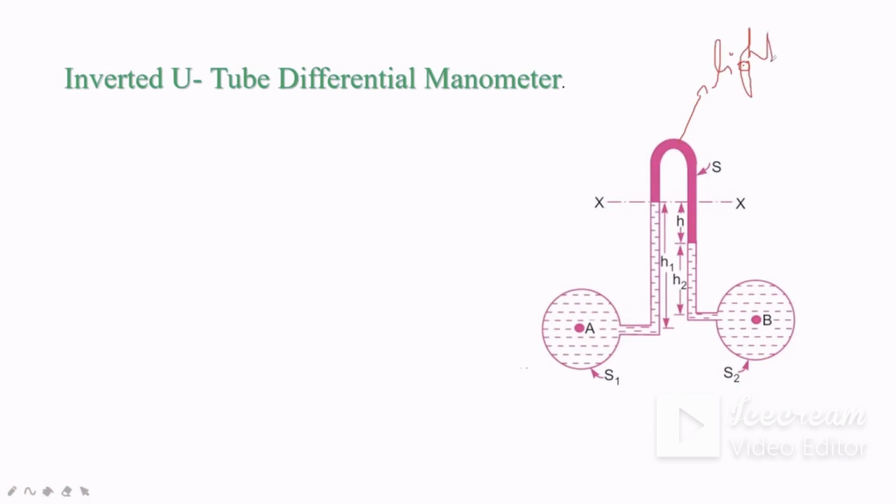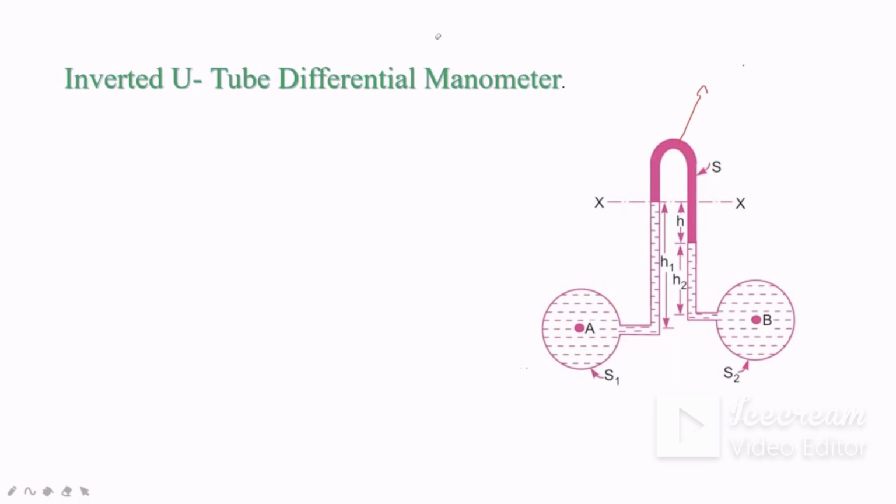So it is not mercury, it is a light liquid. Anything can be used. See here, the liquid which we are using in the inverted U-tube differential manometer is lighter than A or lighter than B. Compared to A and B, whether A is greater or B is greater is not the matter, but when compared to A and B, it is lighter. The liquid is lighter so that it has to move against gravity, right?